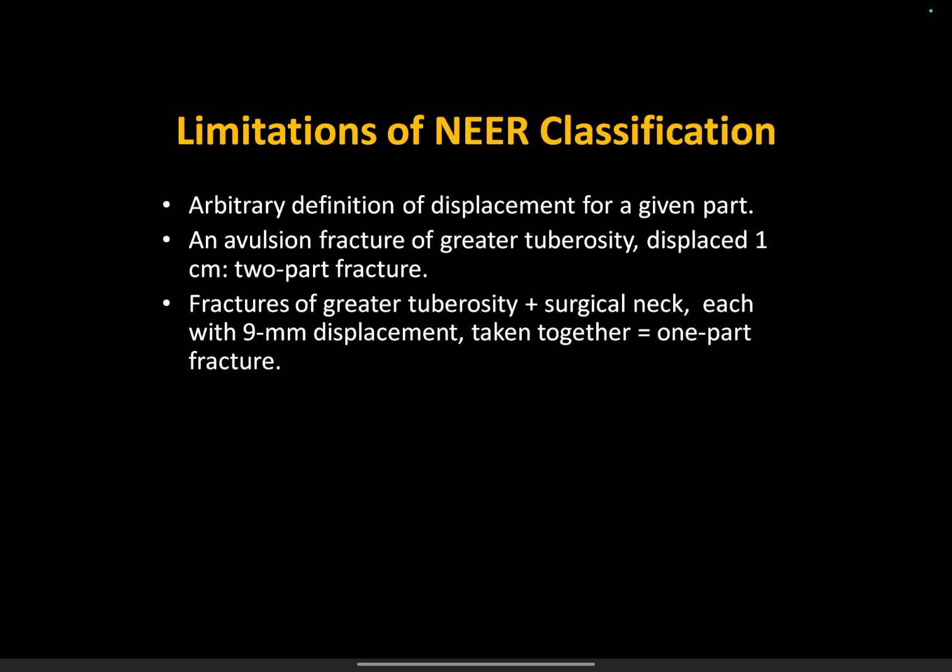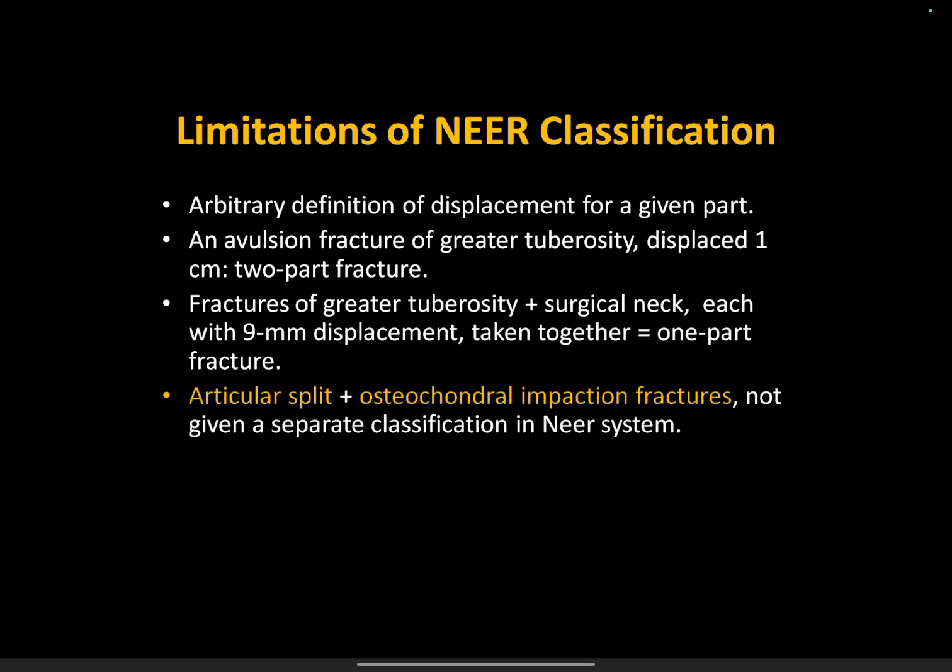So, if there was an avulsion fracture of the greater tuberosity that is displaced by 1 centimeter, this qualifies to be a two-part fracture. Whereas, if I had a 9 millimeter greater tuberosity and a 9 millimeter surgical neck fracture, if I put them together, that will basically be one part because none of them was displaced more than 1 centimeter. So sometimes that doesn't really make sense.